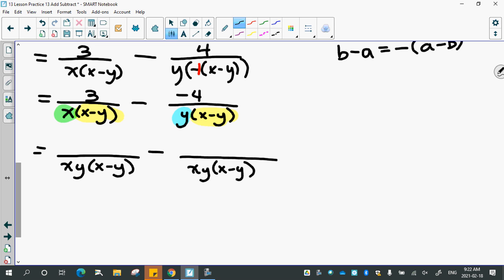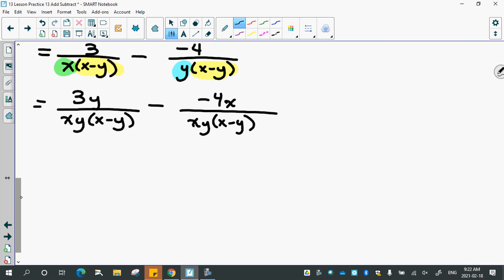So then I look at what did I have to multiply the numerator of the first fraction by to get the common denominator? Y. So this top's going to become 3y. And then what did I have to multiply the second denominator by to get the common denominator? X. I have to multiply the top by x.